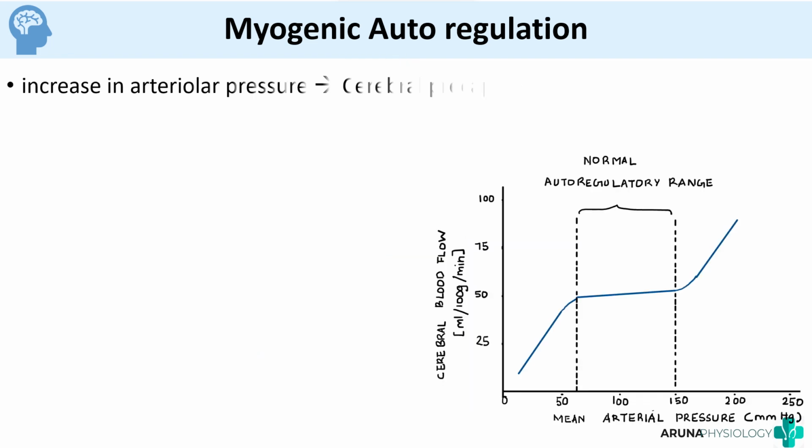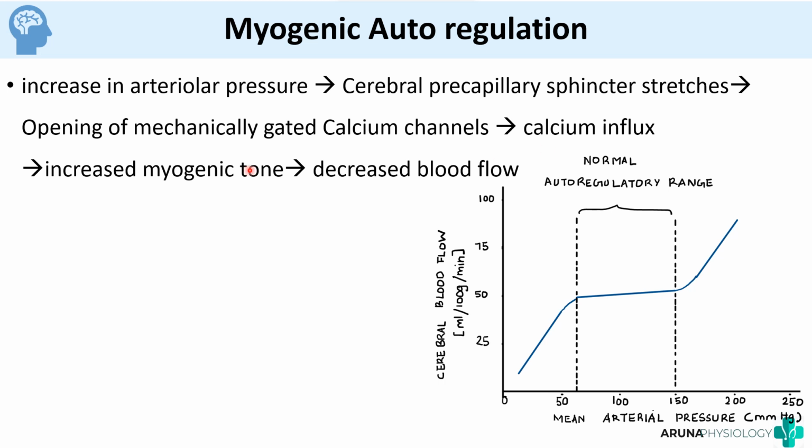Whenever there's an increase in the arterial pressure, what happens? There will be stretching of the cerebral capillary sphincter. The capillaries will be stretched because more blood is reaching them. This will lead to opening of mechanically gated calcium channels, and thus there will be calcium influx, which in turn leads to increased myogenic tone and thereby decreased blood flow.